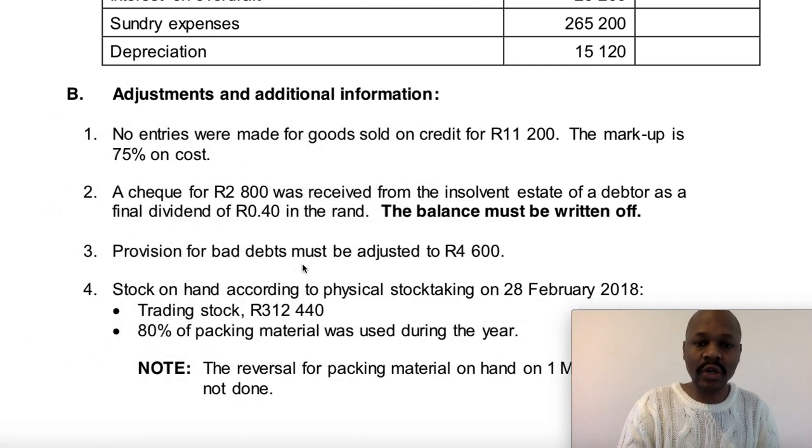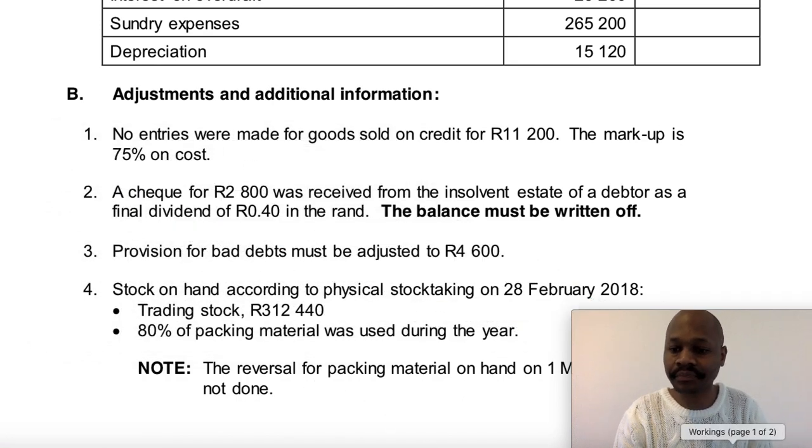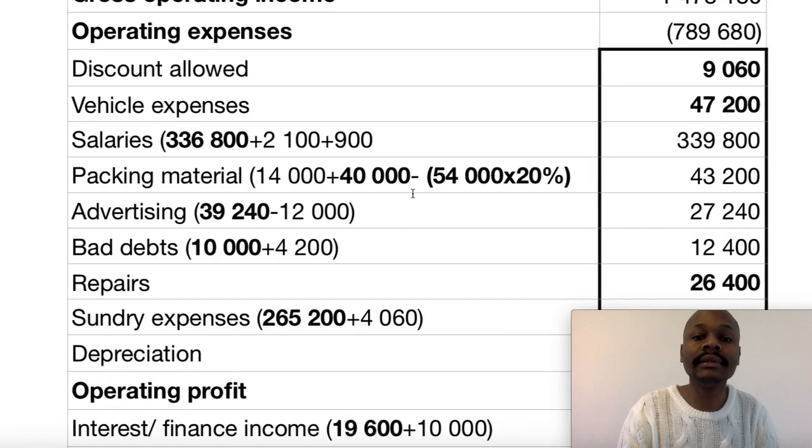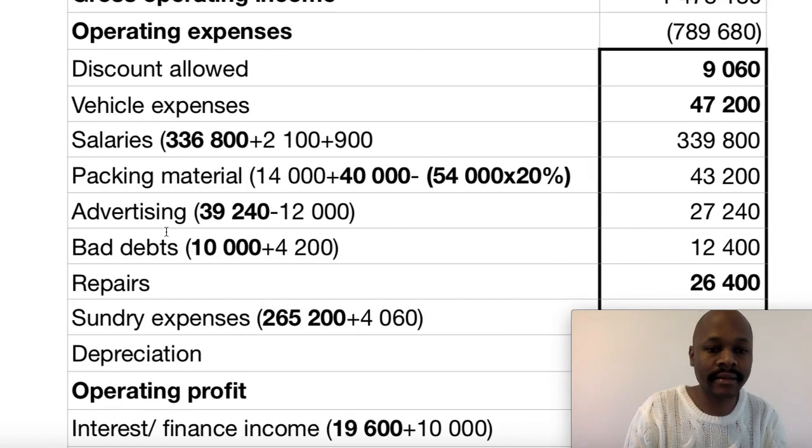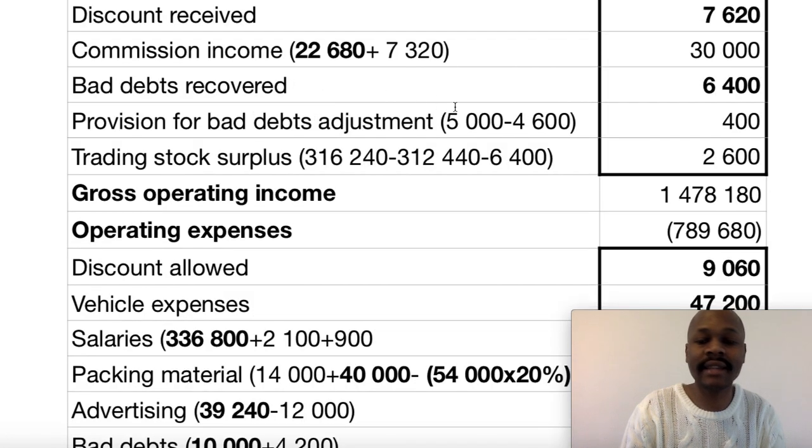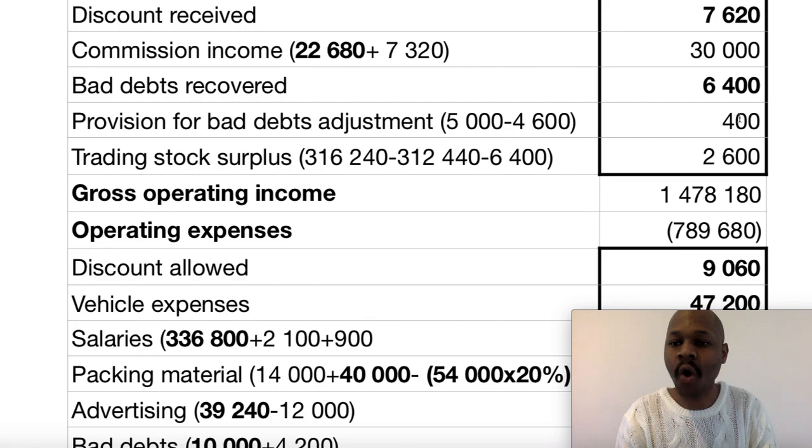So this we will take to our incomes there. Provision for bad debts adjustment there, it gives us 400. This is part of our income.